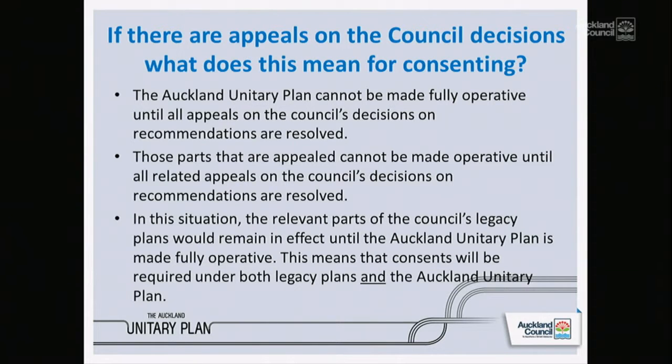Sorry. Yep. And we have alluded to this already, but we need to also remember that what we're doing here in terms of the proposed Auckland unitary plan will also have an impact on the consenting side of the RMA. This is where the rubber hits the road. So if there are appeals on the council decision, what does this mean for consenting? The Auckland plan cannot be made fully operative until all appeals on the council's decisions on recommendations are resolved. And then those parts that are appealed cannot be made operative until all related appeals and recommendations are resolved.